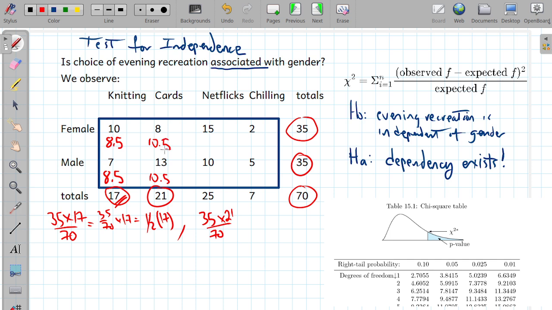So the math doesn't have to be terribly hard here. It's not going to be super slick and easy all the time. I make the numbers work out.